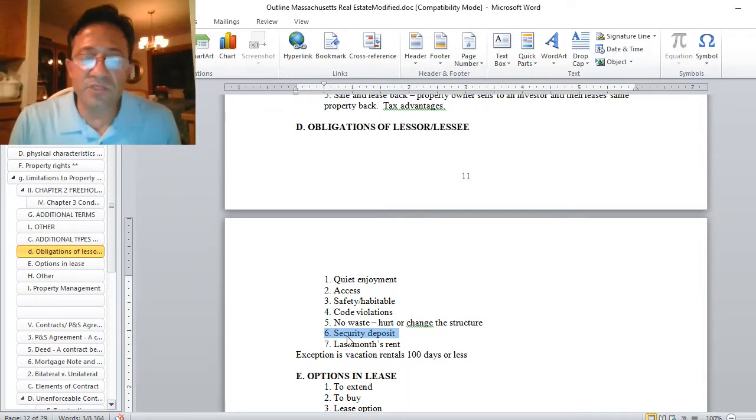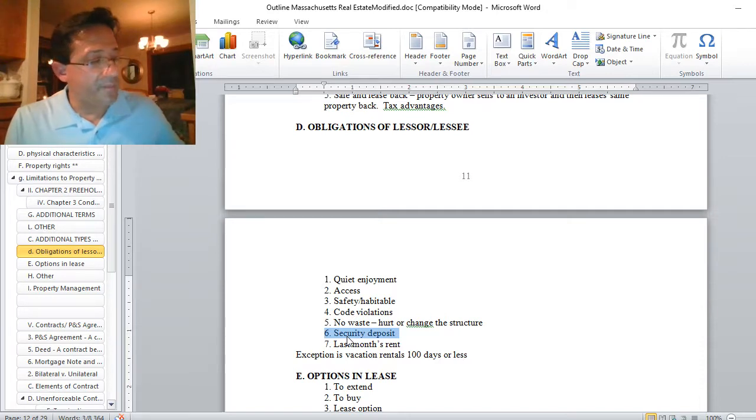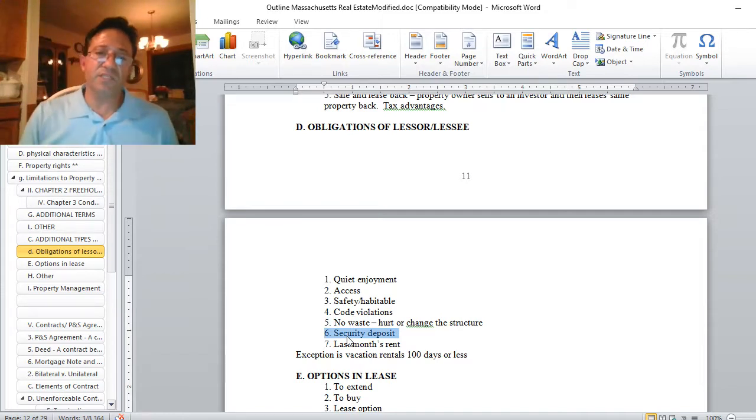Now, in a residential setting, in Massachusetts, the security deposit law is very, very strict. There are some requirements that you're going to see in the book, Chapter 4, as to what a landlord must do with a security deposit. I'm looking in my version on 4-6.